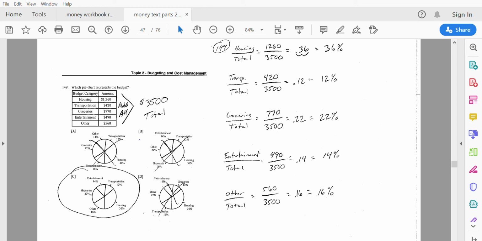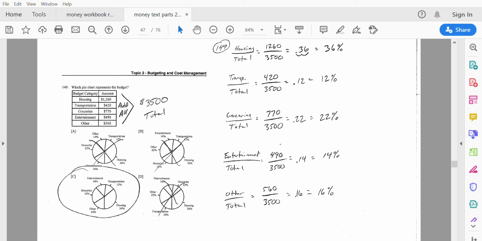Transportation, 12%. So transportation 12, transportation 12, transportation 12. Here it says groceries 12, transportation 16. So this one is out after that step. Groceries is 22%. So here groceries was 22. Here groceries was 16. So this one is out. Here groceries 22. This one was already out, so it doesn't matter. So now we're just between A and C.